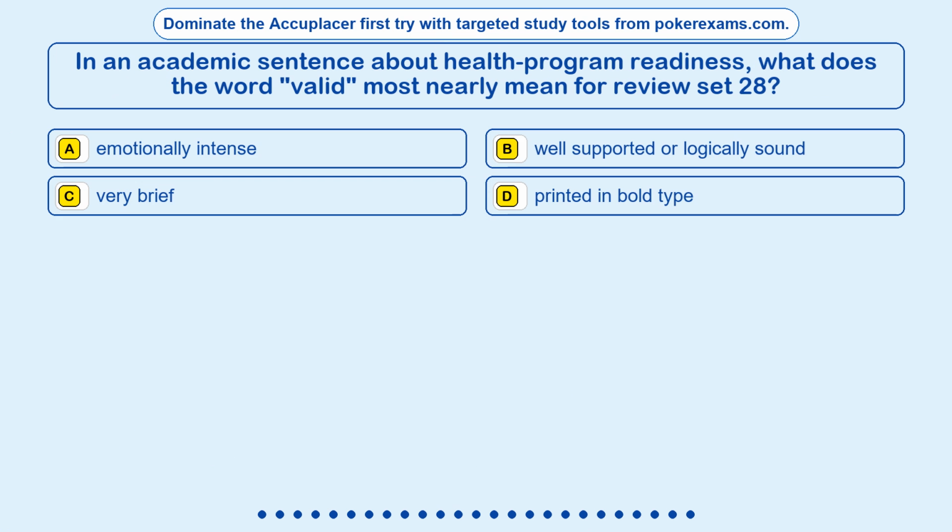Question 15. In an academic sentence about health program readiness, what does the word valid most nearly mean for review set 28? Option A. Emotionally intense. Option B. Well supported or logically sound. Option C. Very brief. Option D. Printed in bold type.